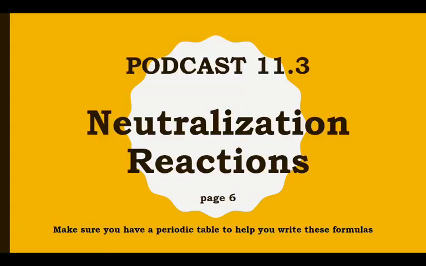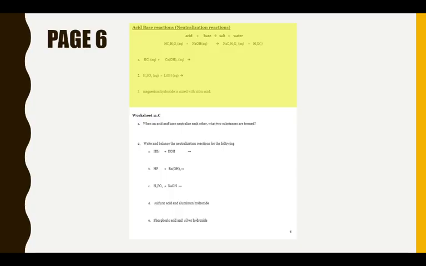All right, so this is going to be a pretty short podcast because we're reviewing neutralization reactions here on page 6. Just make sure you have a periodic table to help you write these formulas, because that's really all we're doing here. And it's a very short top part to review some of the basics of predicting products of specific types of reactions.